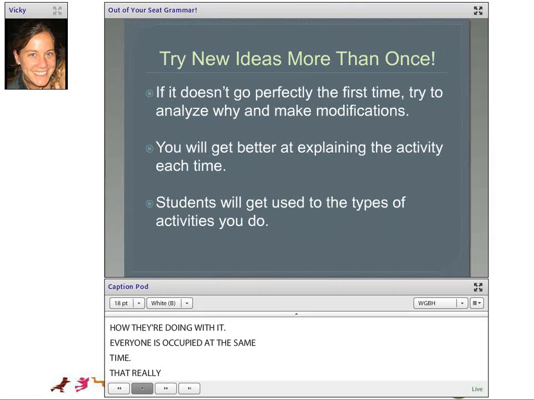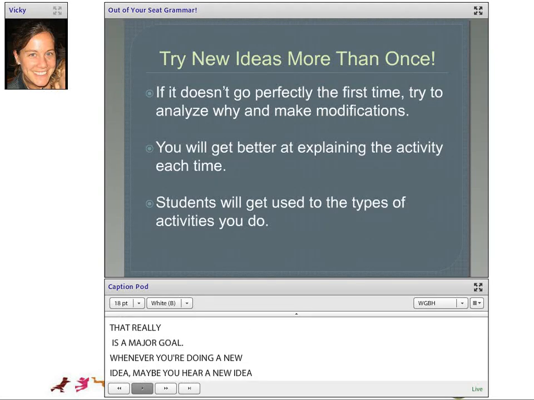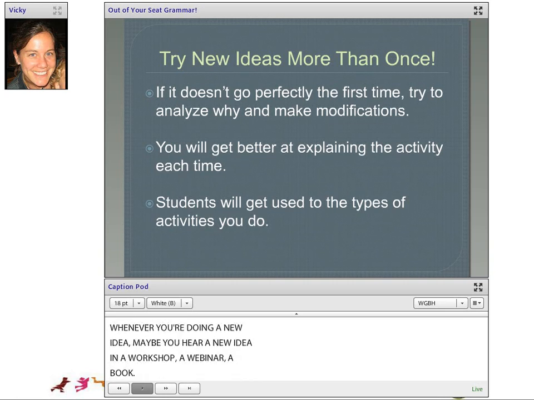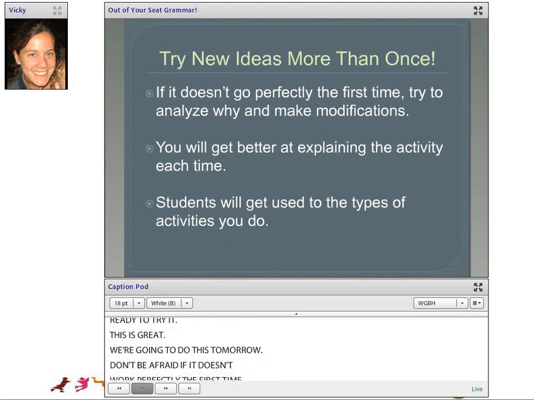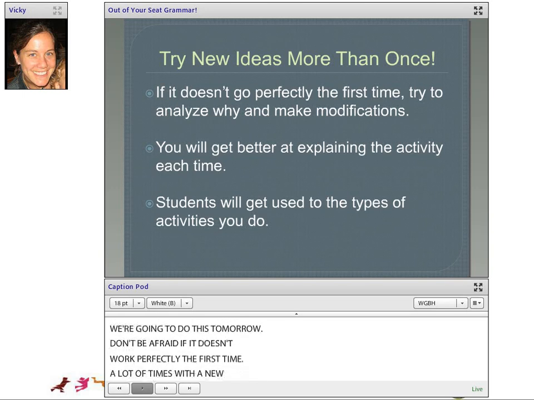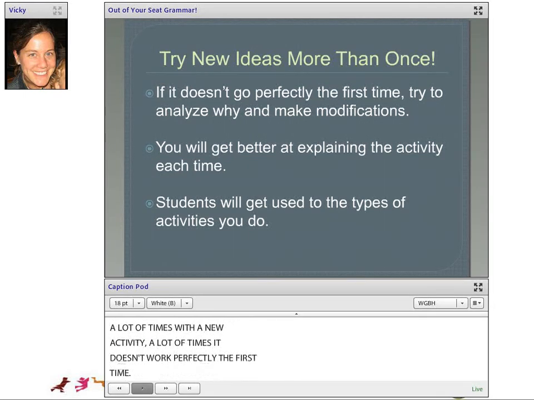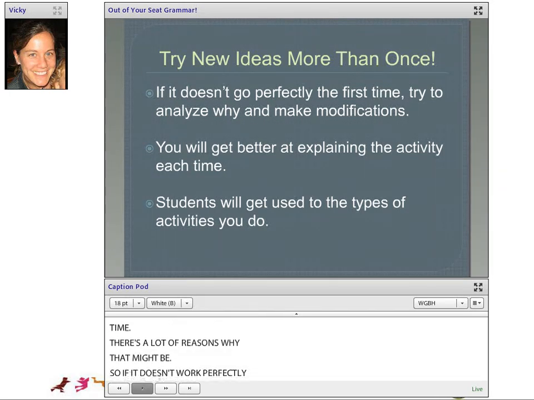Whenever you're doing a new idea, maybe you hear a new idea in a workshop, a webinar, from a colleague, from a book, and you're ready to try it, you think this is going to be great, we're going to do this tomorrow. Don't be afraid if it doesn't work perfectly the first time. In fact, a lot of times with a new activity, a new idea, it doesn't work perfectly the first time, and there are a lot of reasons why that might be.